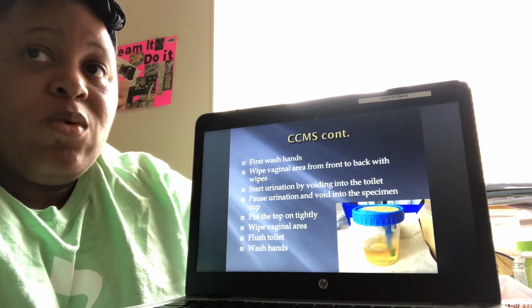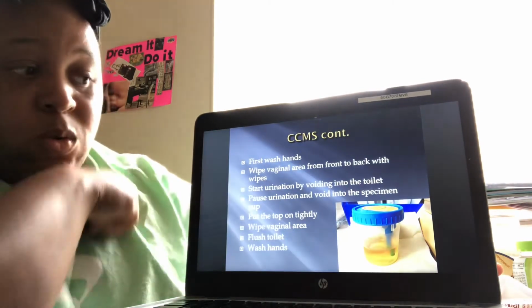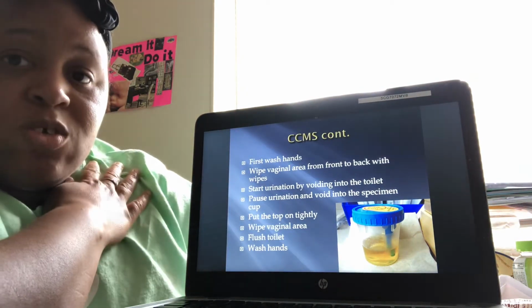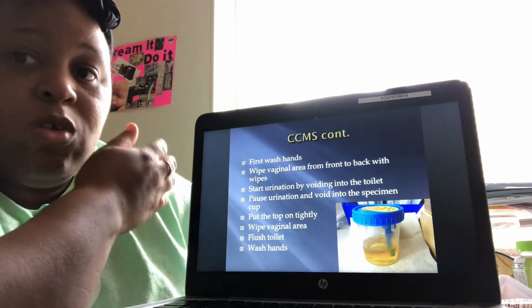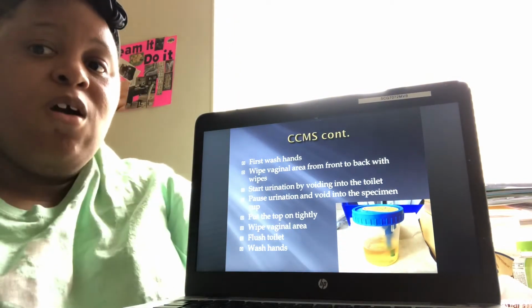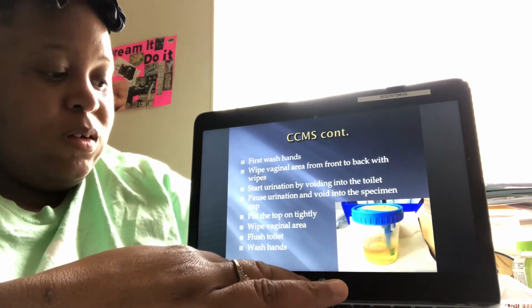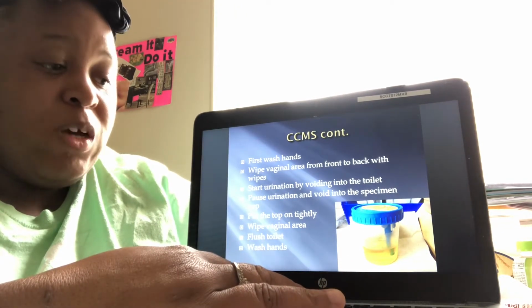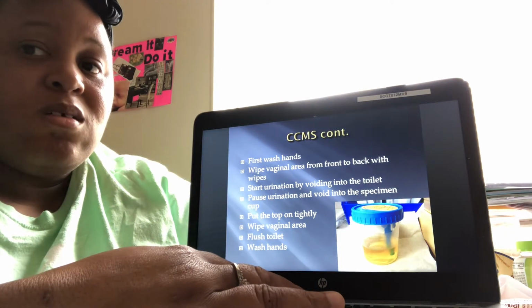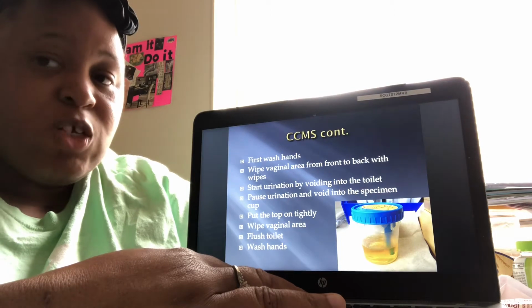Put the top on the urine specimen, like so, in that picture. We're going to put that on tightly so none of the specimen would spill out, or we would have to call back for a new specimen collection. Wipe the vaginal area, wash hands, flush the toilet.